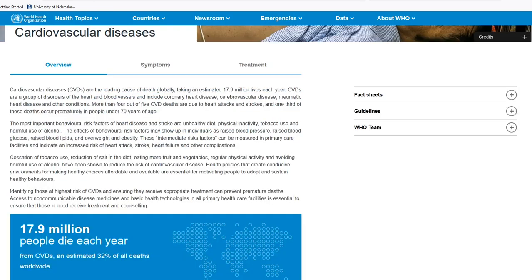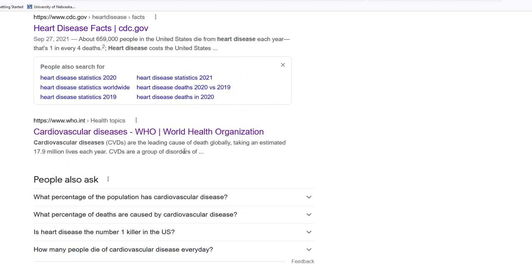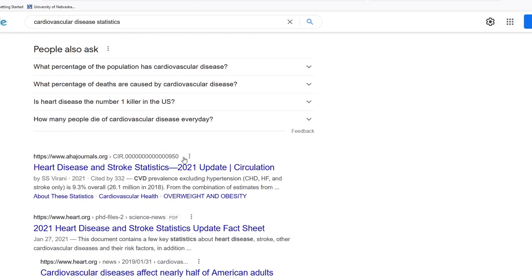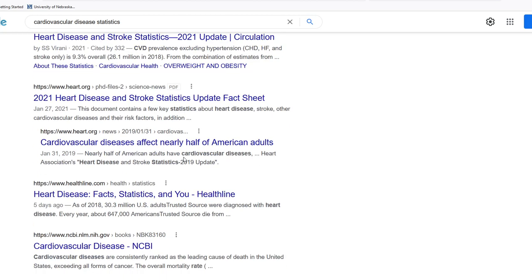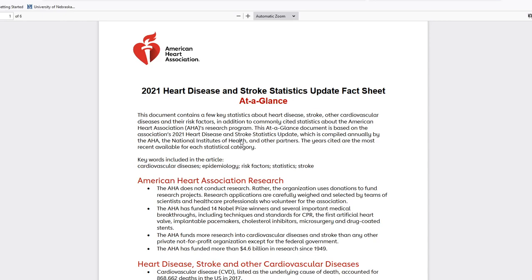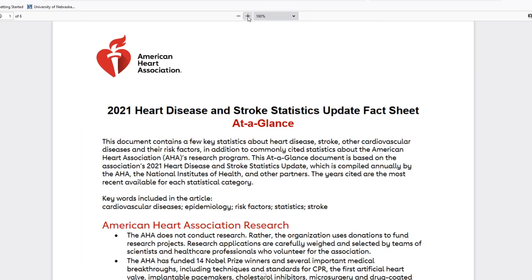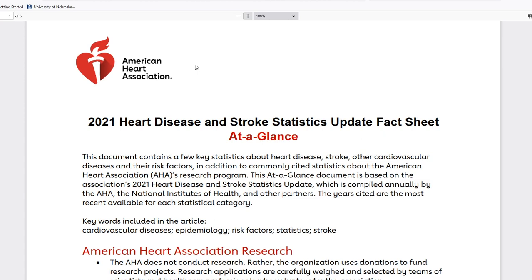Not much on WHO. Okay. So you have to Google it and see if we can find statistics that pertain to person, place, and time. Are we clear?